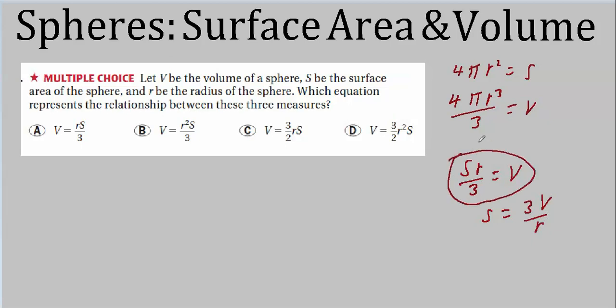Do we have that over here? There we go. First one up. V equals RS over 3. V equals SR over 3. Okay. The answer is A.